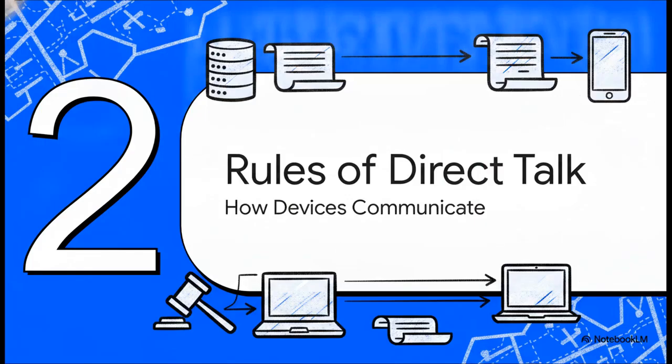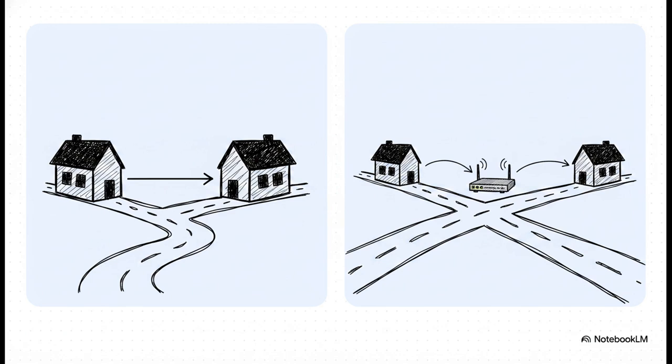Moving right along to Section 2, rules of direct communication. Let's look at how devices actually talk on a network. So now that we know how an address is built, how do these devices communicate with each other? Well, for two devices to engage in what we call direct talk, meaning they're communicating locally without any outside help, they absolutely must share the exact same network part, but have different host parts. Basically, they have to live on the exact same street, just in different houses. But if those devices have different network parts, communication fails outright. They're on entirely different streets, so they're going to need a bridge.